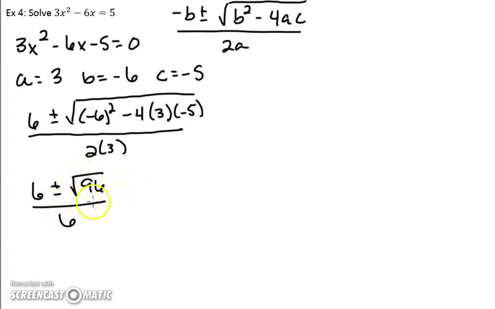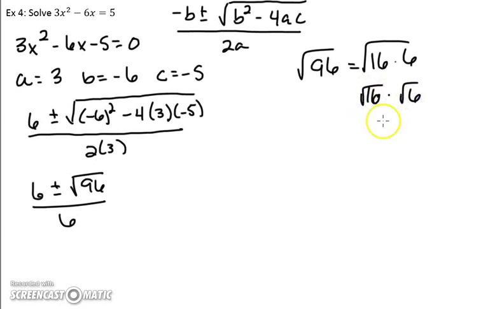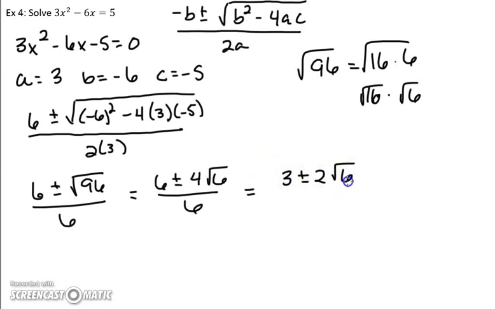I don't like square root of 96. I want us to be able to simplify that. So if we think about 96 being equal to 16 times 6, the square root of 96 would then be the square root of 16 times 6, which is the square root of 16 times the square root of 6. So we're going to be looking at 6 plus or minus 4 radical 6 over 6. Still not finished because 6, 4, and 6 have a common factor of 2. So we can simplify this a little bit and say 3 plus or minus 2 radical 6 over 3. So that would be our answer here.